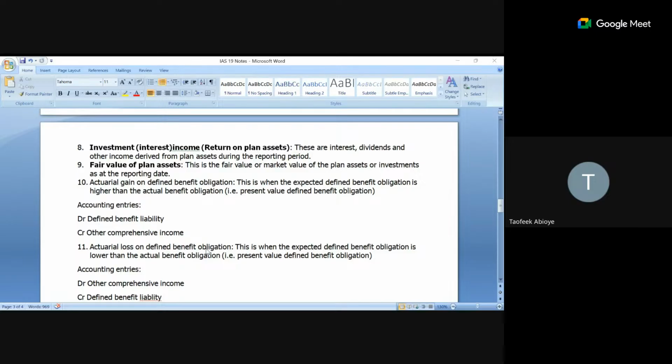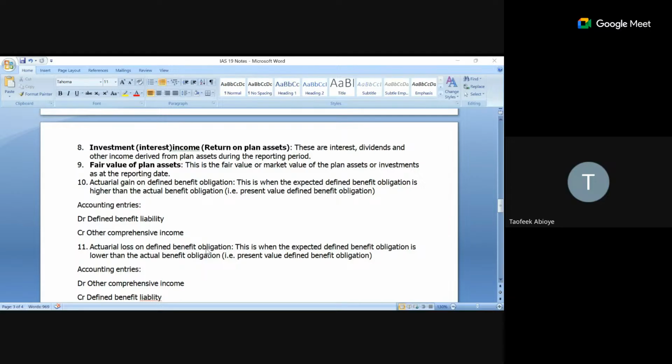Which is fine. I just want to refresh our memory on IAS 16. Fair value gain on investment property should be recognized in P or L, whereas fair value gain on PPE is going to OCI. And that is why I quickly want to talk about actuarial gain or loss. Actuarial gain or loss is going to our OCI. Whether it is gain or loss, it is going to our OCI.